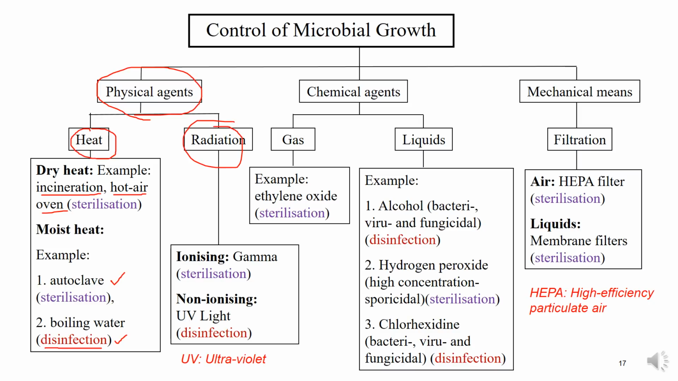Physical agents can also be radiation in the form of gamma radiation, which is a sterilization method. So it will destroy all microorganisms. Or it can be a disinfection method such as the ultraviolet or UV light.